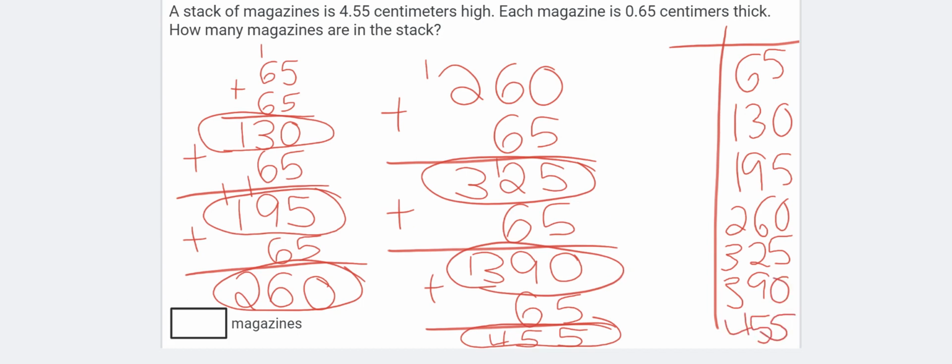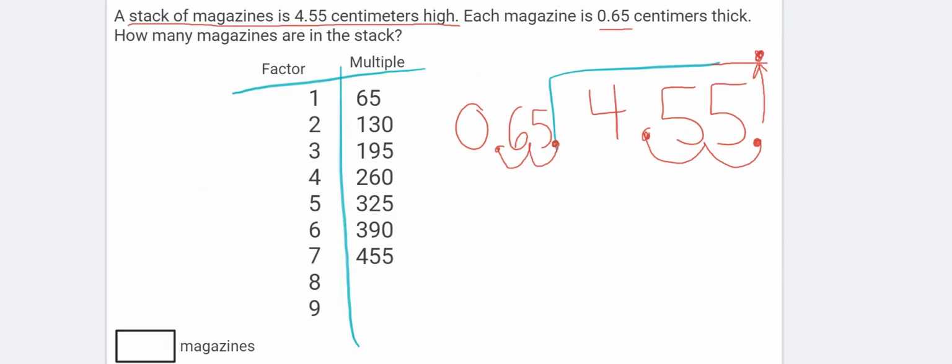So I've made my factor and my multiple table. And that's going to be super helpful for me. Now, I could keep skip counting by 65. However, I noticed that I reached 455. So I want to think about how I could divide 455 divided by 65. Can 65 go into 4, or is 4 too small? 4 is too small, so I'm going to put my 0 up here.